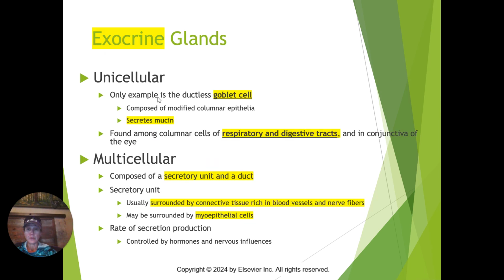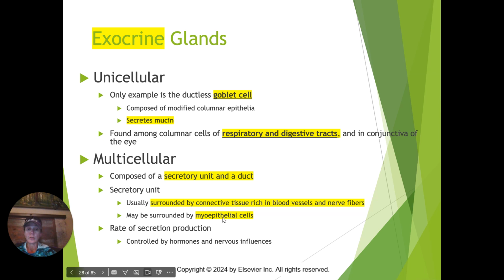Now, exocrine glands that are unicellular, the only example is that ever important goblet cell. Goblet cells are modified columnar epithelium, and they secrete mucin or mucus, and they're found in columnar cells of the respiratory tract and the digestive tract, as well as in the conjunctiva in the eye. So when you get those kind of goopy eyes, those are your goblet cells doing their work. Now, multicellular glands have both a secretory unit and a duct. That secretory unit is generally surrounded by connective tissue. It's very rich in blood vessels and nerve fibers, and it may be surrounded by what are called myoepithelial cells.